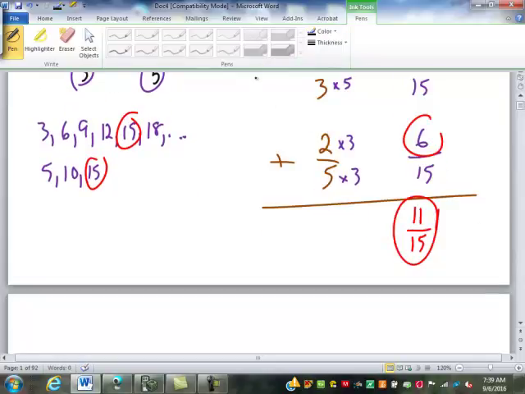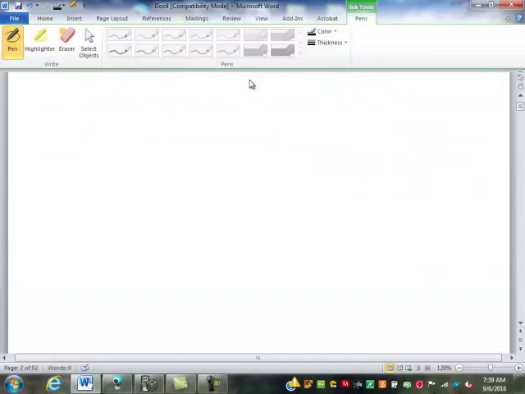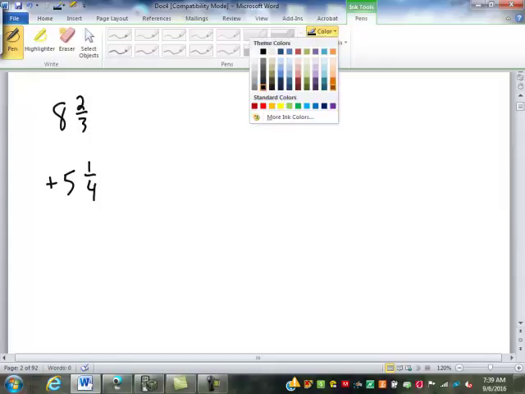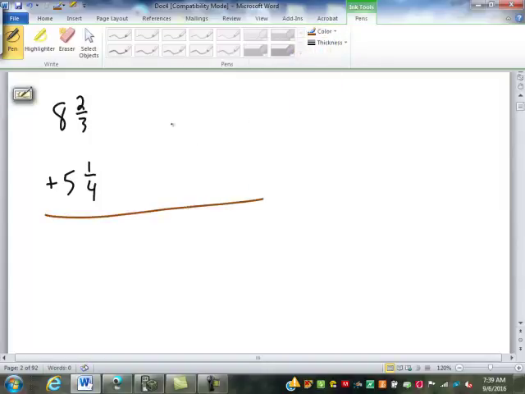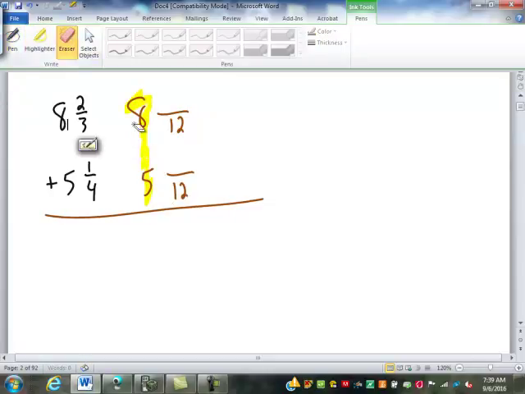Now I'm not going to spend any more time on simple fractions for addition. I'm going to jump right up to mixed numbers. If I have something like 8 2/3 plus 5 1/4, I need to find what is my common denominator going to be. 12, good. Now, a lot of books don't have you rewrite the whole number when they find that common denominator.